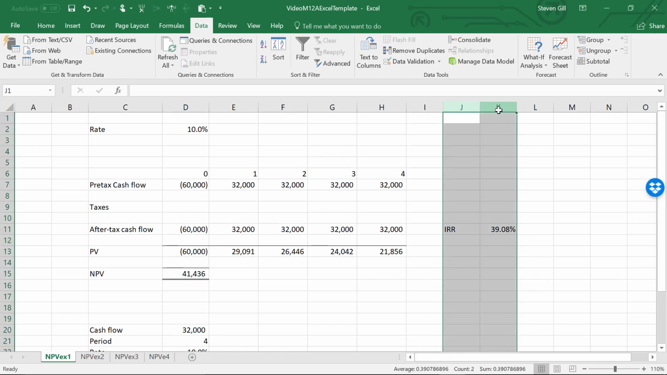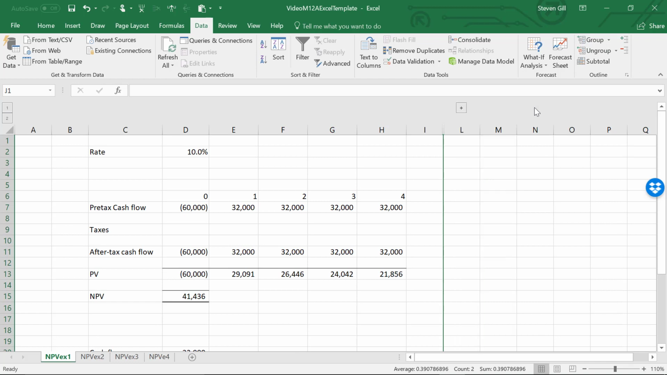The way you group them is you highlight the columns and you group them. And now it gives you a little symbol. Boom, you can hide them. Okay, so that's good for presentation purposes. Not a lot more, really.